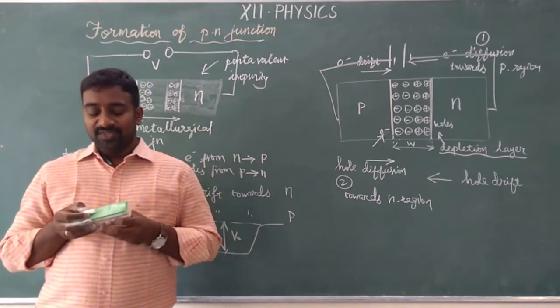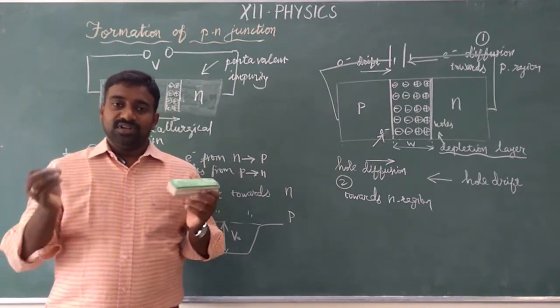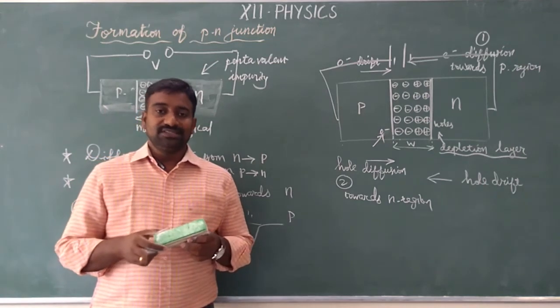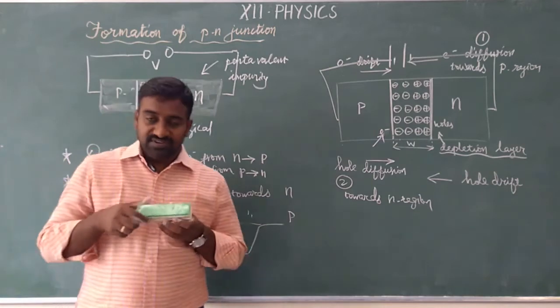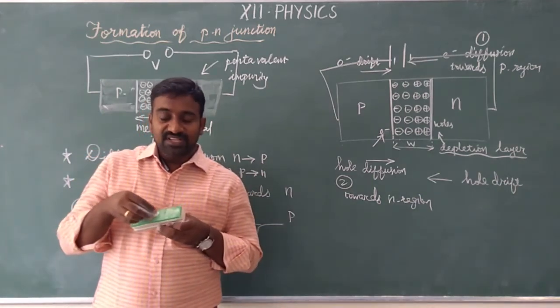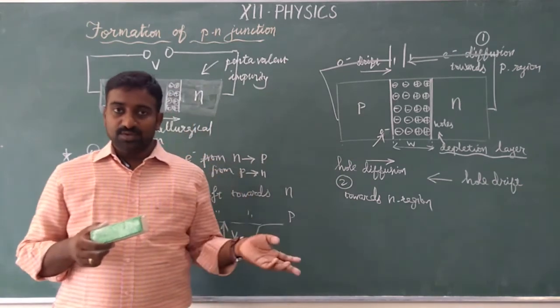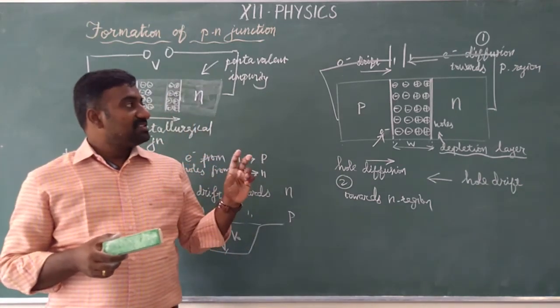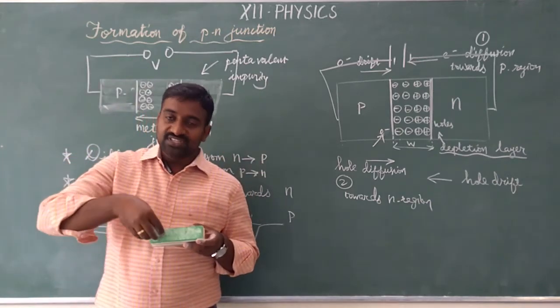At the same time, the holes started diffusing towards the n side. So if diffusion happens, drift also occurs. So electrons drift from the p to the n side, because the n side becomes negative, so electrons are needed more, and the p side needs more holes, so the holes drift towards the p side.